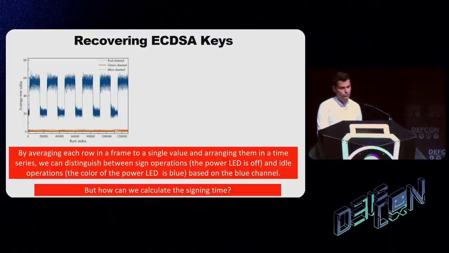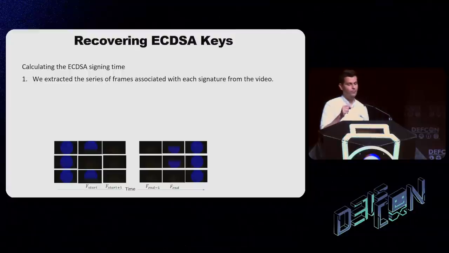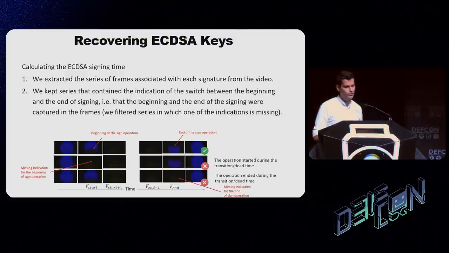Now, in order to calculate the ECDSA time of a signature, we extract the series of frames associated with each signature from the video. You can see examples of them at the bottom of the slide. We kept series that contain the indication of the switch between the beginning and the end of the signing, meaning the beginning and the end of the signing were kept in the frames. In this specific case, this is the series that you can see on top.